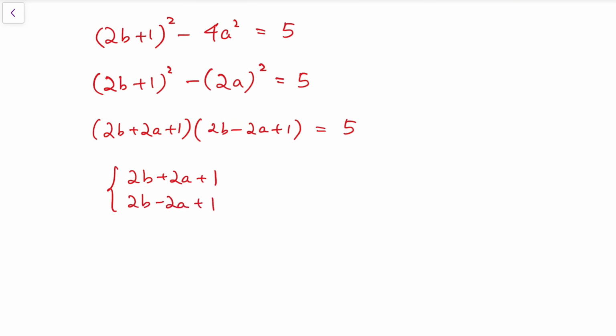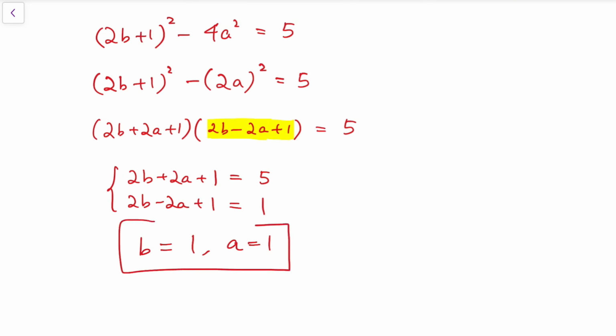So now, 2b plus 2a plus 1 is definitely positive, so the other number must also be positive, even though there is a minus sign over here. And the expression with plus 2a is surely larger than that with minus 2a. So we can say the one with plus is equal to 5 and the other equals 1, the only two factors of 5. So we can solve the equations, and we have b equals 1 and a equals 1 as well.